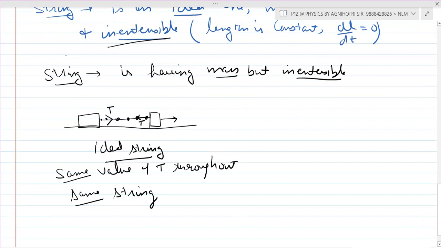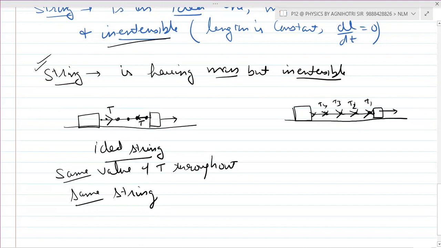But how if this part we talk about? It is having the mass. So let me tell you, what do we mean in there? It's like, you are pulling it. So if you mark these points throughout, so the tension at every point will be different.